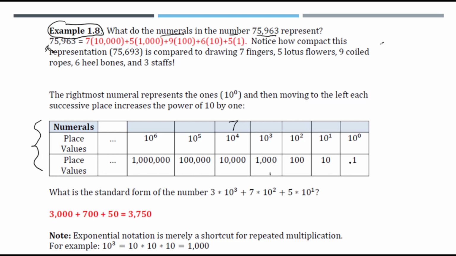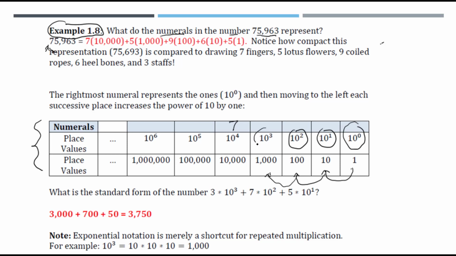Just a couple of words. Moving from right to left, each place is 10 times bigger than the previous one. 100 is 10 times bigger than 10, and 1,000 is 10 times bigger than 100, etc. Moving the other way, they're 10 times smaller. This is just a way of representing the numbers in exponential notation. It's good shorthand, right?